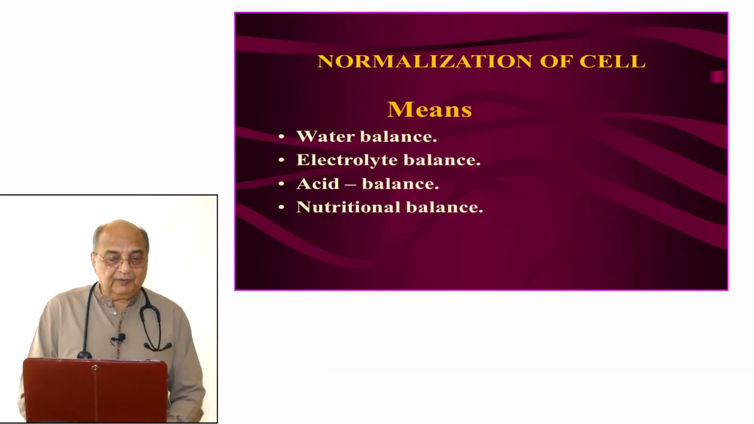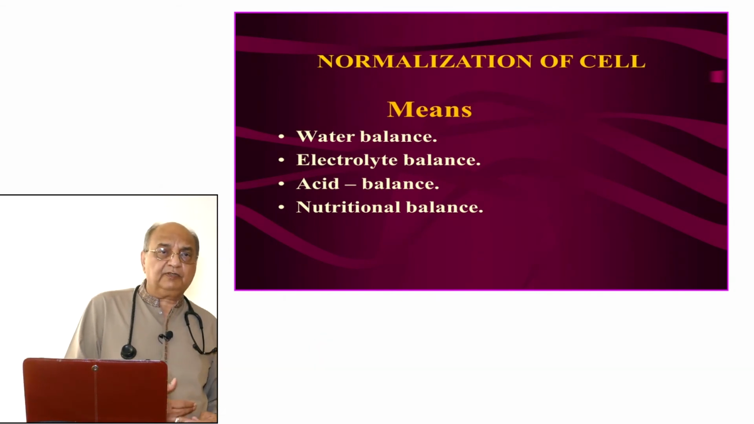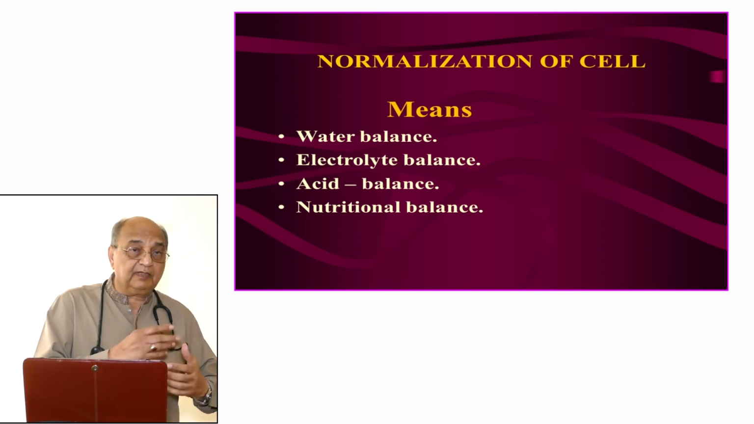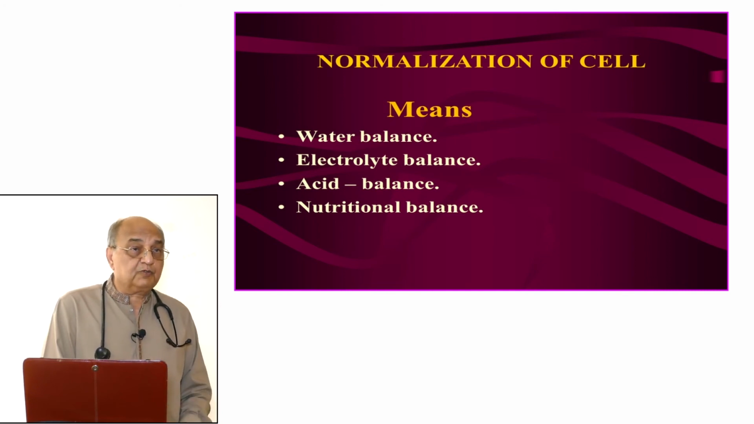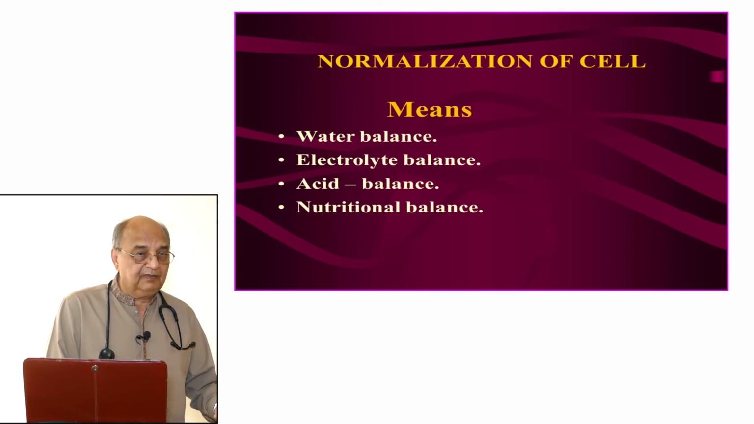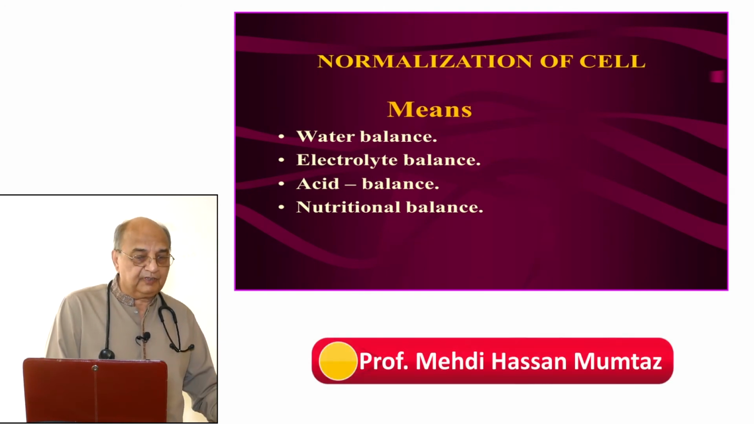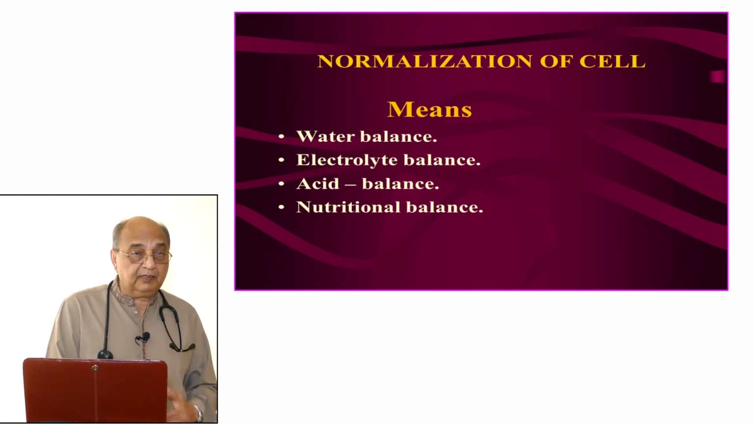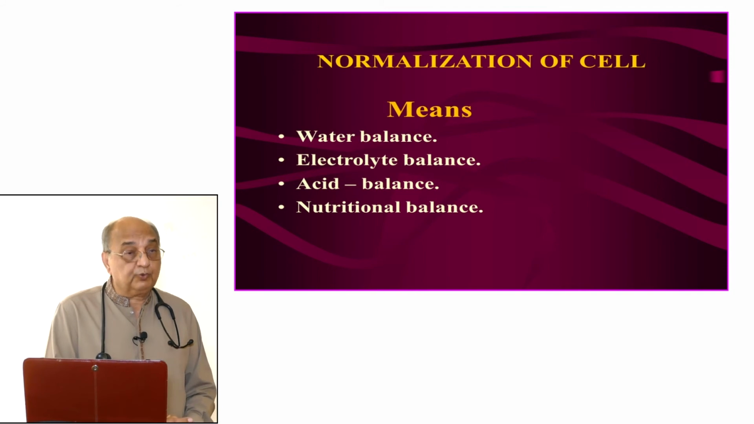Now, normalization of the cell. When we say intensive care unit, we normalize the physiology of a cell. What does it mean? We try to normalize the hydration of the cell. उसमें पानी की adequate amount होनी चाहिए. For that purpose, we have to bring the patient to water balance, then electrolyte balance, then acid-base balance, then nutritional balance. They go in the same sequence. Water and electrolyte go side by side. Water and electrolyte balance first, then acid-base balance, then we bring into nutritional balance.